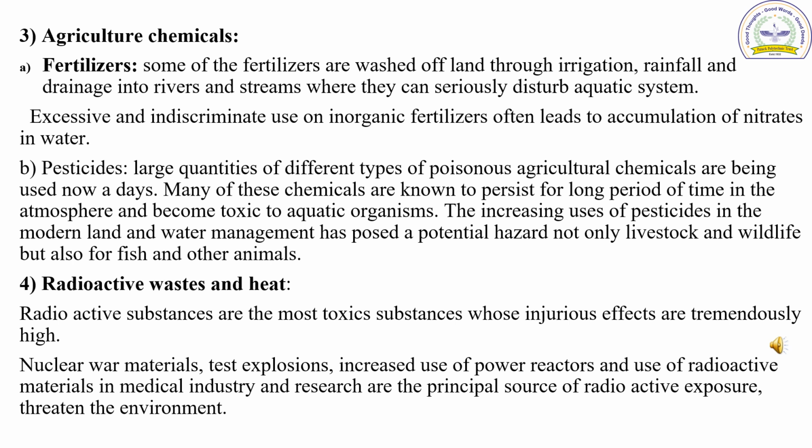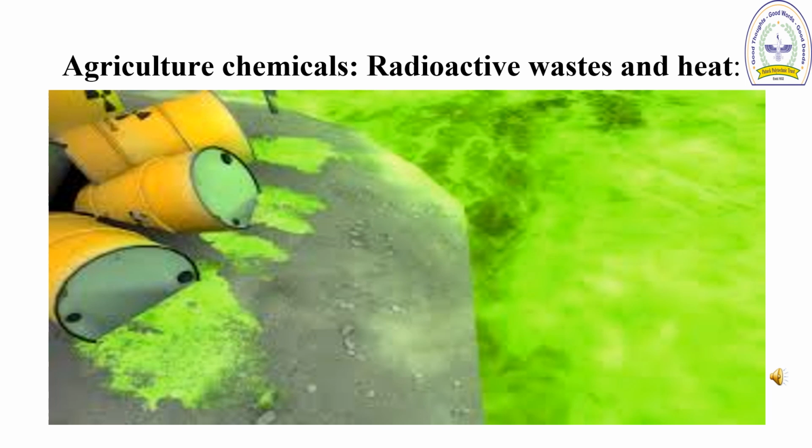Now just try to understand the radioactive waste and heat. Radioactive substances are the most toxic substances, whose injurious effects are tremendously high. Nuclear war materials, test explosions, increased use of power reactors, and use of radioactive materials in the medical industry and research are the principal sources of radioactive exposure that threaten our environment. Here you can see the agriculture chemical, radioactive waste and heat image.